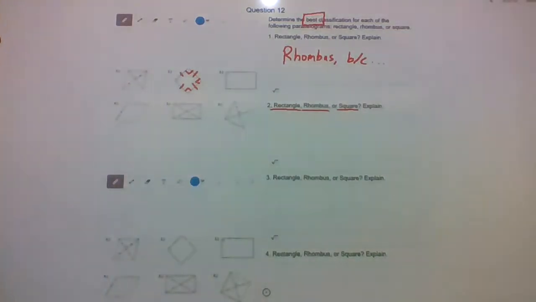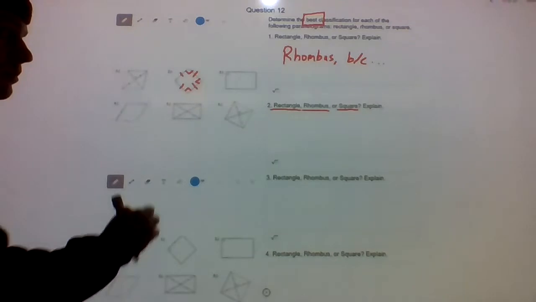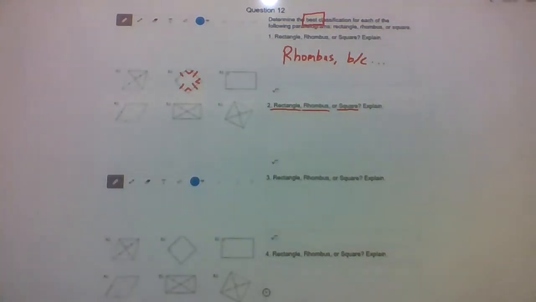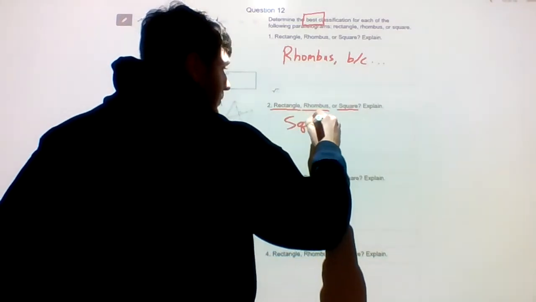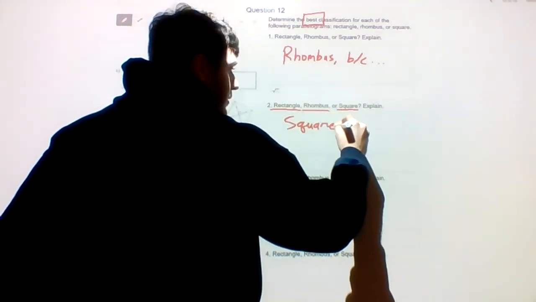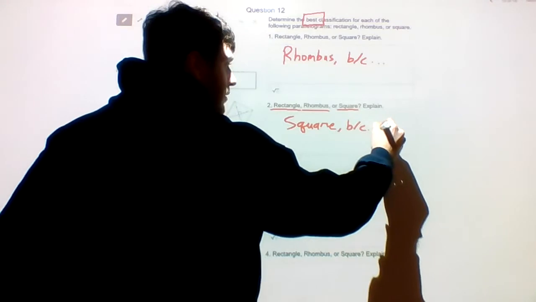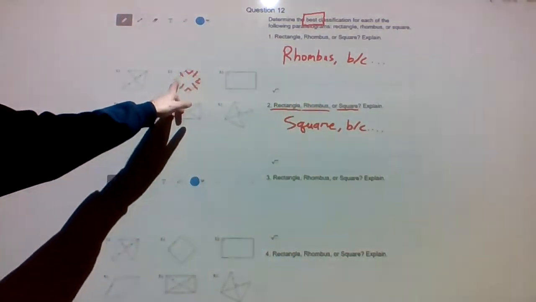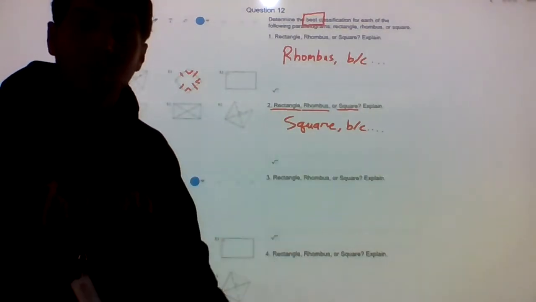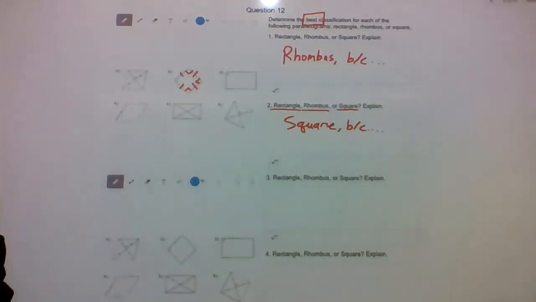Okay, the question is asking for the best classification. So all 3 of these are true, all 3 of these are accurate, but the best classification is a square. Right? Because you have 4 congruent sides, so it's a rhombus, and 4 right angles, so it's a rectangle. And since it's both a rectangle and a rhombus, it's a square.